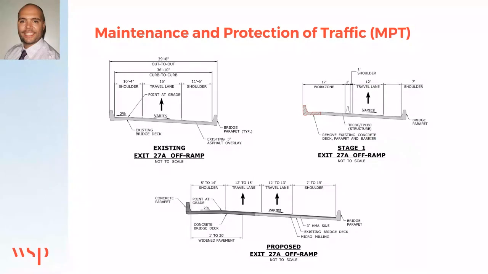As you can see from the slide here, in the proposed, we do show a varying shoulder width from 7 to 19 feet for that right shoulder. And again, that is to provide that additional sight distance that you need for a driver getting off the exit ramp to see an incident that might be happening in front of them and have enough time to come to a safe stop before being a part of that incident. But that's why we have the wider shoulders on that side.